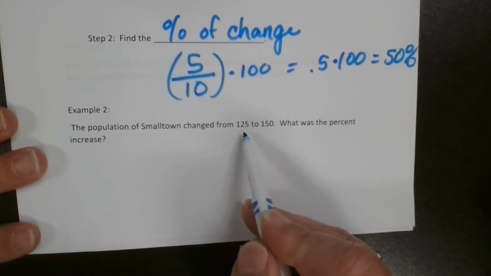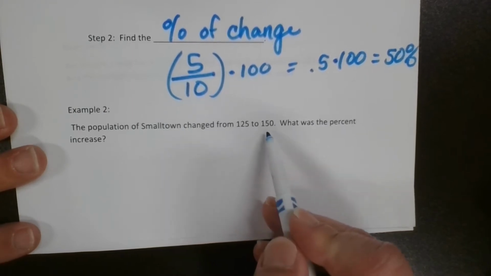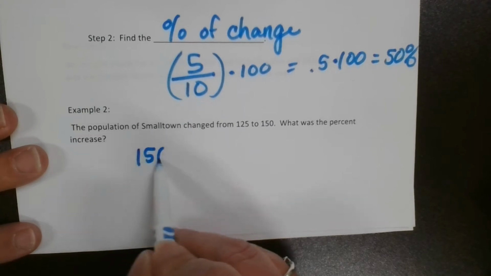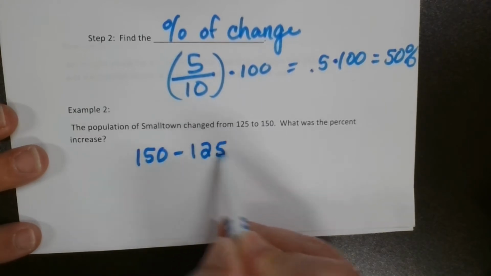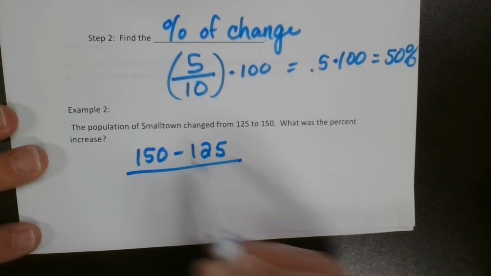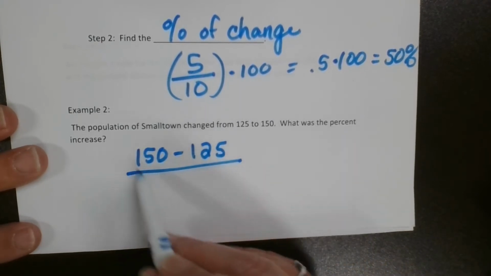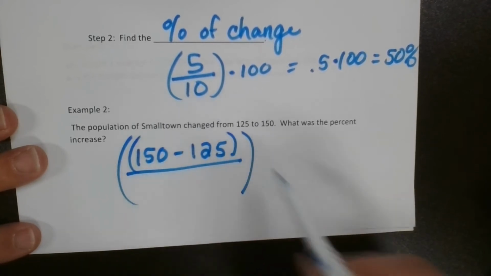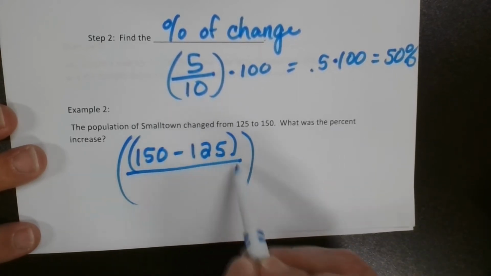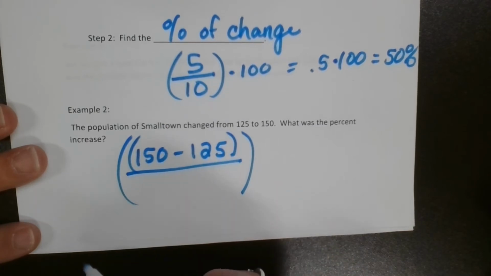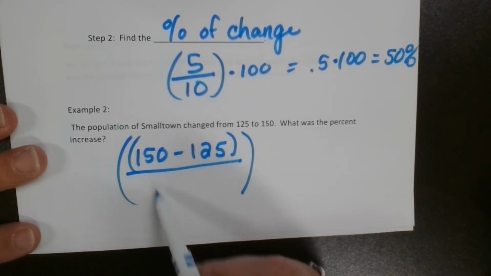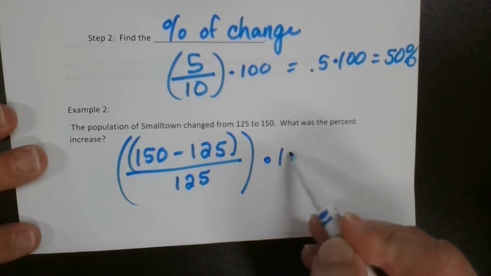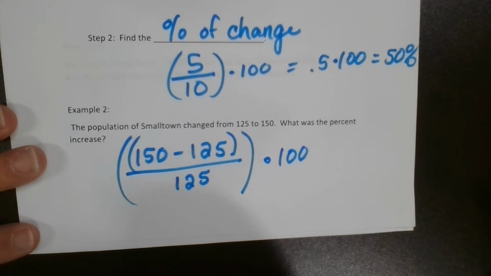Okay, so the amount of change is 25. Because 150 minus 125, that gives me the amount of change. Here's another way to do this. You can put a calculator in one step if you need to. Just go ahead and put parentheses around everything like that. But 150 minus 125, that would give you your amount of change. The original amount was 125. That's what you're going to divide by. Then you're going to multiply that whole thing by 100.